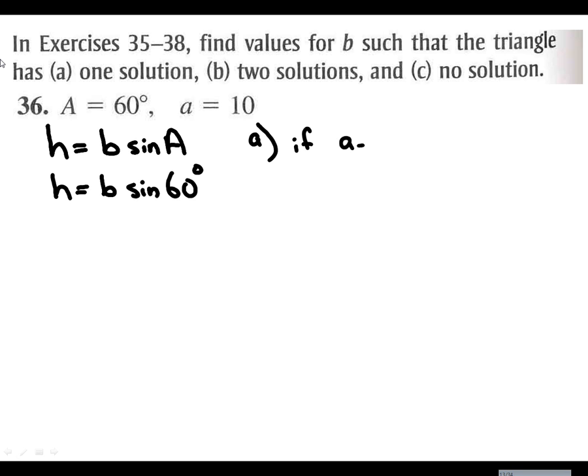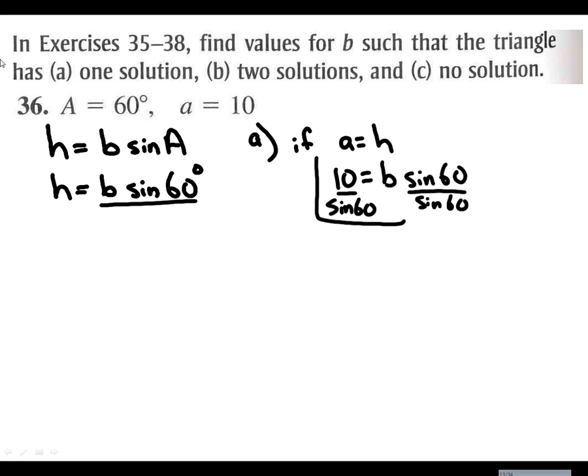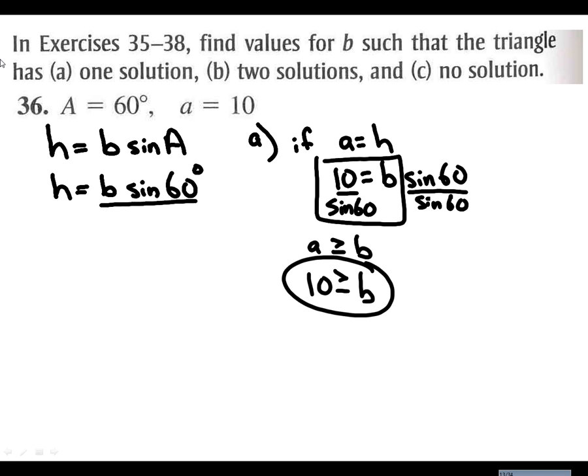Let's look at A. It has one solution if a is equal to h. If a is equal to h, we know a is 10, and we know h equals b sine 60. So we'll just solve for b. Divide both sides. And we get b equals 10 over sine 60. There's another situation where we can get one triangle, and that's if a is greater than or equal to b. So we know 10 is a, and so if b is less than or equal to 10, we would also have one triangle.